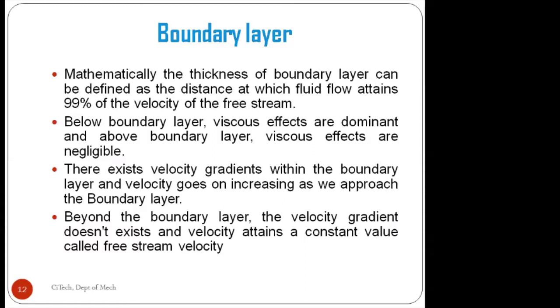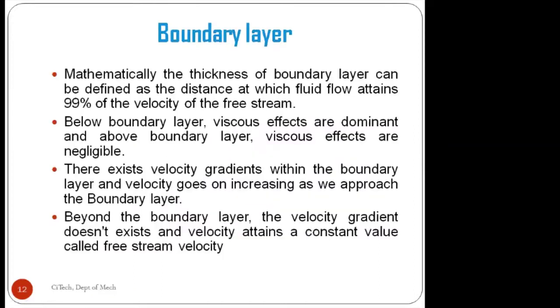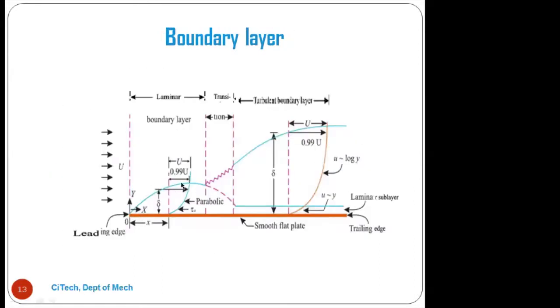So from this point, we discussed that the velocity gradient exists only below the boundary layer. Above the boundary layer, the velocity gradient does not exist because it already approaches 99% of the free-stream velocity. Below the boundary layer, viscous effects are more, because viscosity increases and velocity decreases.